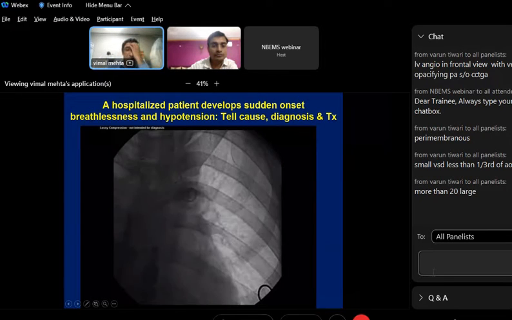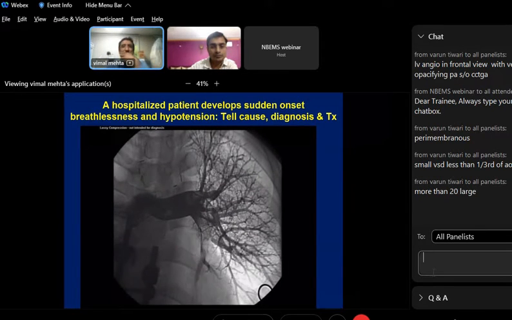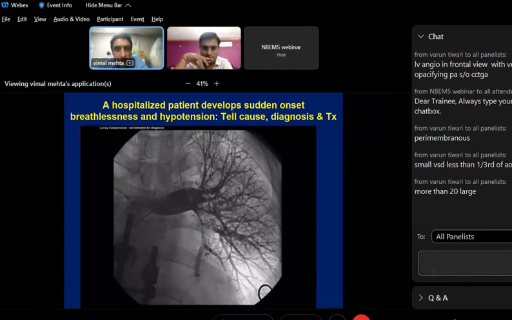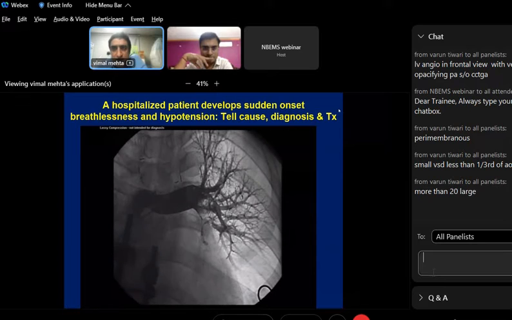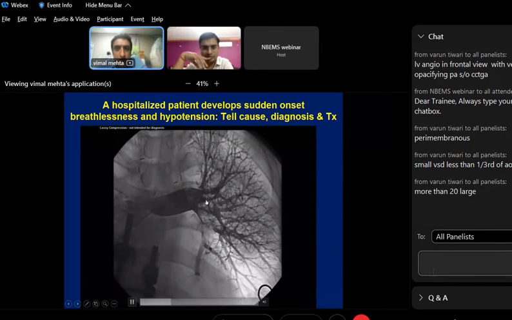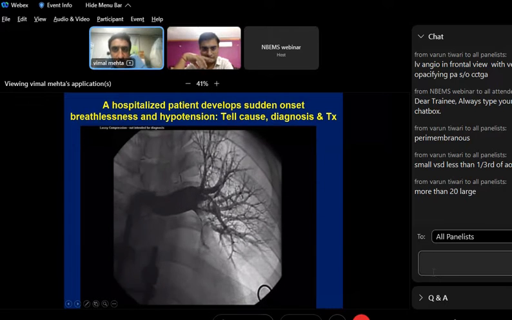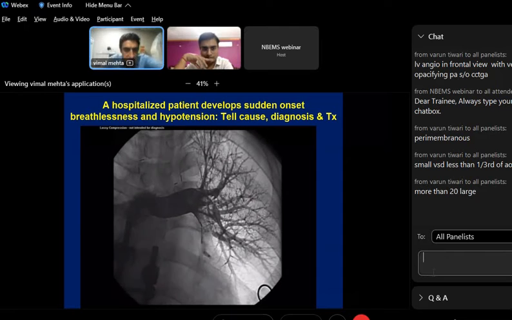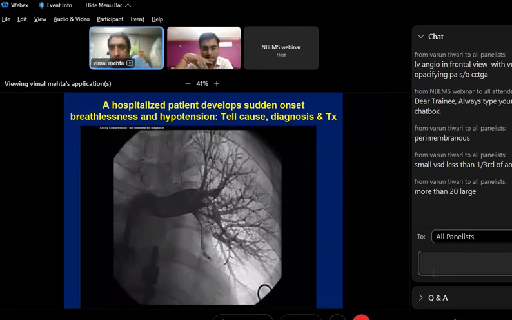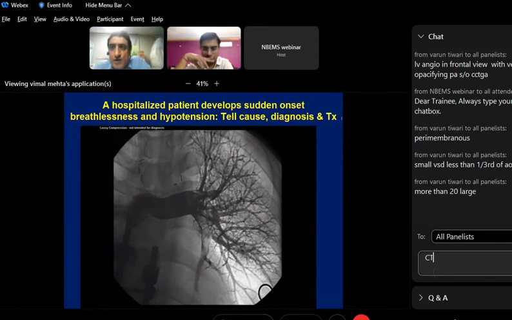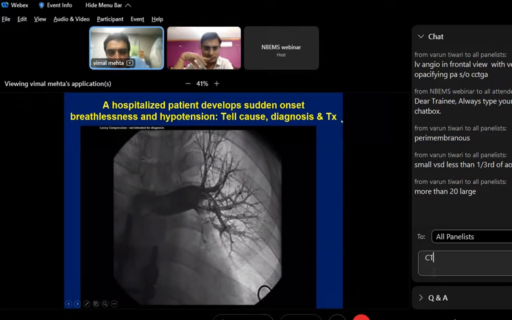Now tell me, a patient was hospitalized and he developed sudden onset breathlessness and hypotension. You have to tell me everything. What is the cause of this breathlessness? What is the diagnosis? And what is the possible cause based on the picture you have available? Okay, pulmonary embolism. Okay. You have to tell me all. How serious is it?